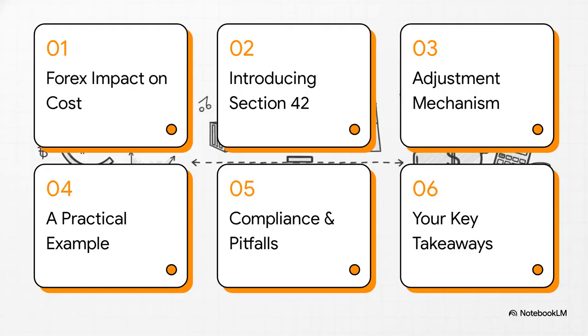Here's a quick look at what we'll cover. First, we'll talk about the business problem itself. Then we'll introduce Section 42, the legal fix. We'll explain the mechanics of the adjustment, walk through a practical example, cover the all-important compliance do's and don'ts, and wrap up with the key things you need to remember.